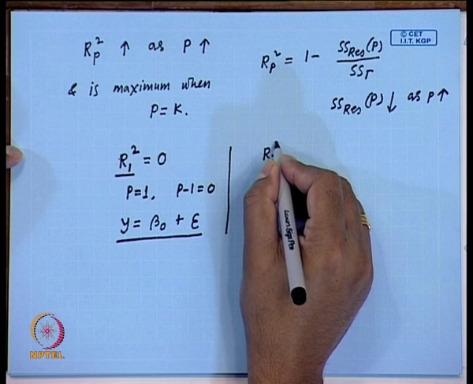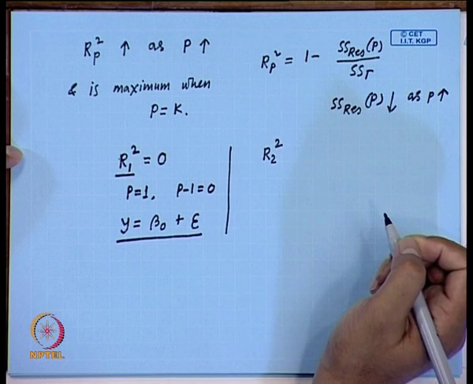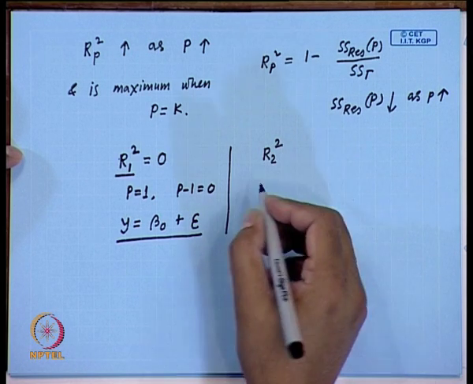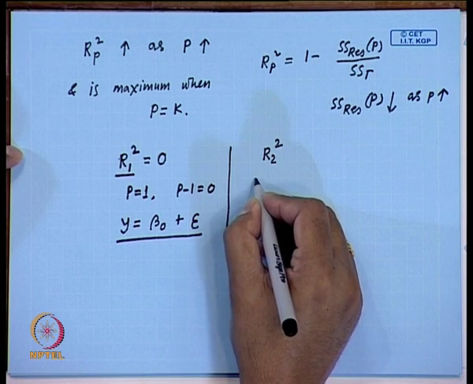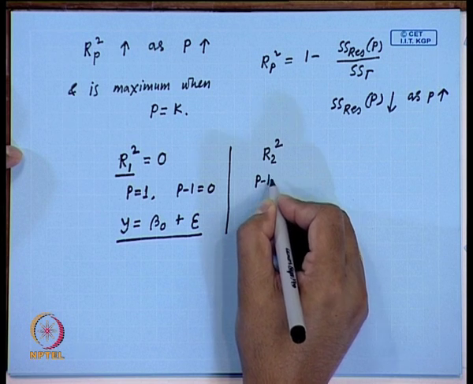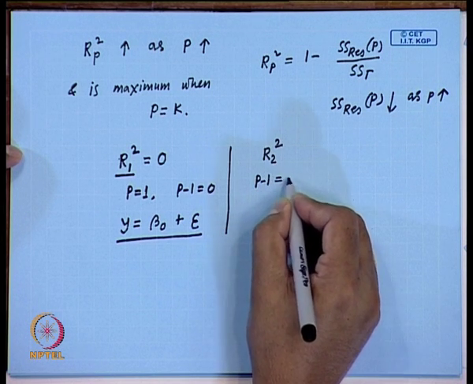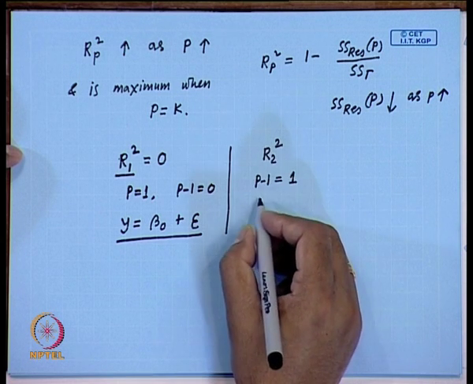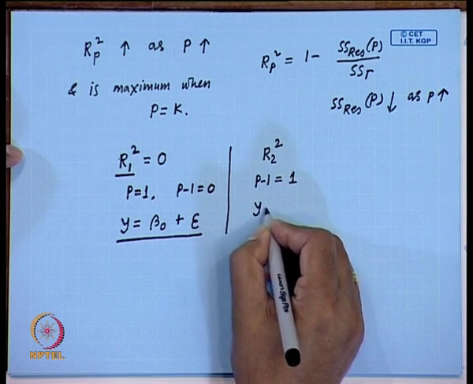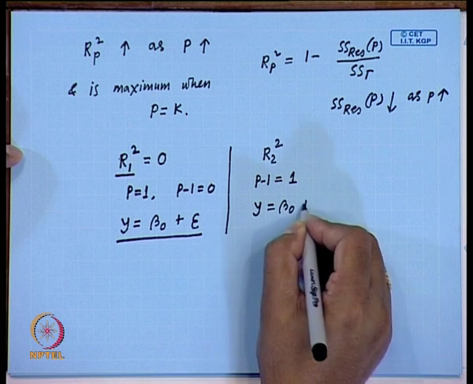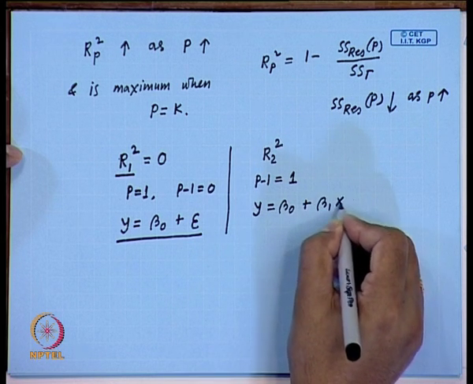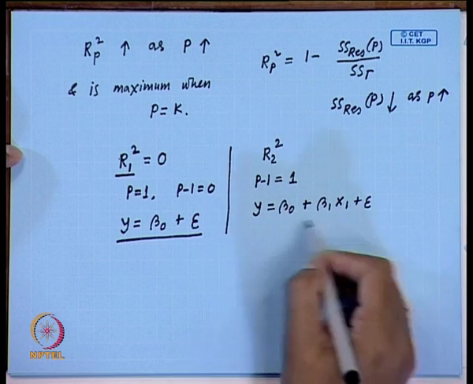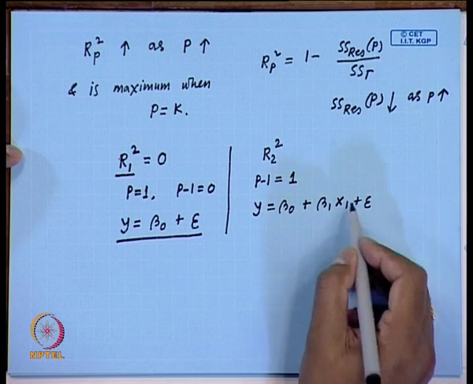Next, we will be computing R 2 square given a set of data. Here p minus 1 is equal to 1. R 2 square is associated with the model y equal to beta naught plus beta 1 x 1 plus epsilon. So R 2 square is for the model with one regressor.